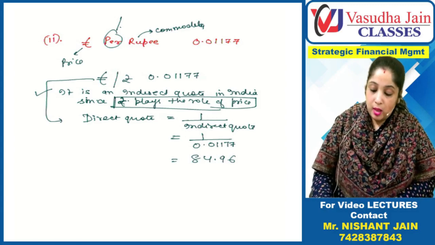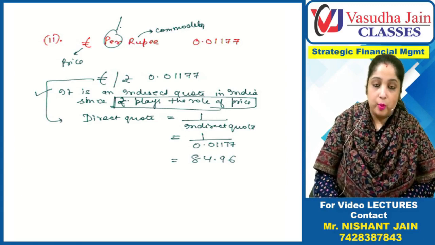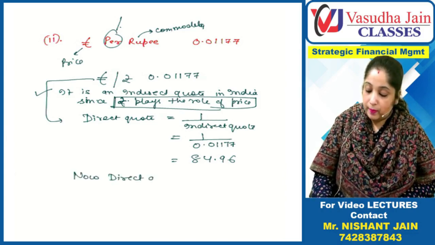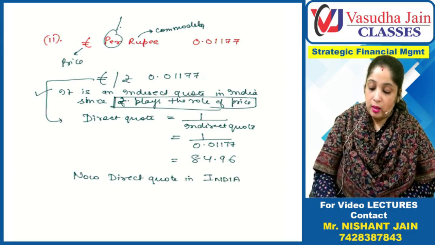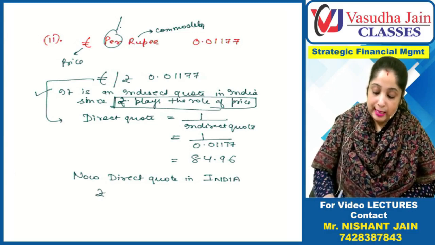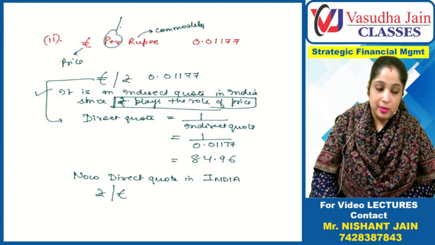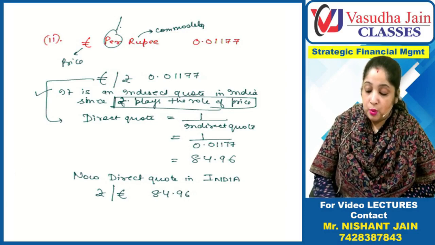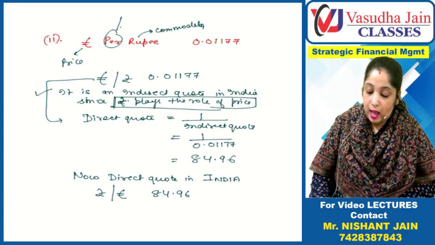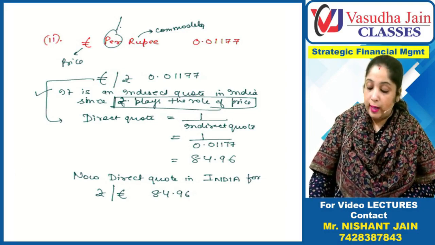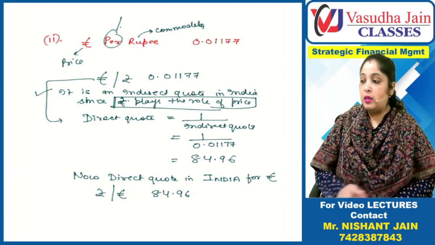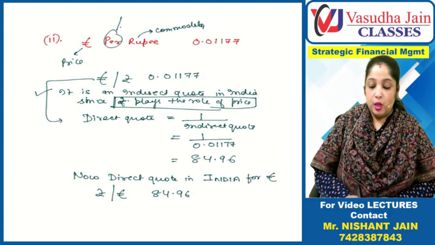We are going to make the price currency the commodity and the commodity currency the price. So now the direct quote in India is what rupees becomes the price and euro becomes the commodity, and you have to write 84.96. To complete this line, after "for" you have to write whatever the commodity is, for euro, because now this is your commodity.